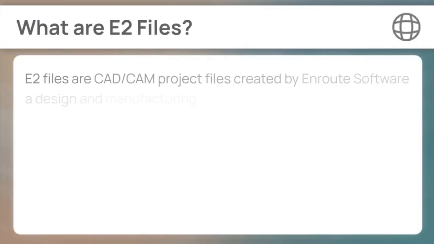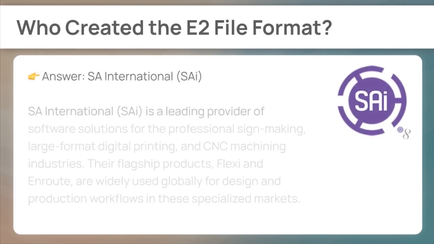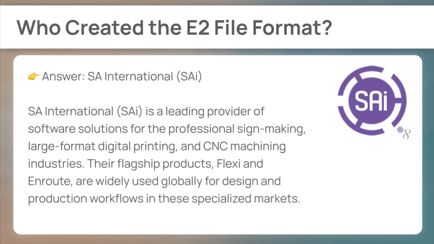E2 files are CAD/CAM project files, created by Enroute Software, a design and manufacturing application used in sign-making, woodworking, CNC routing, and digital fabrication. They contain 2D vector designs, 3D relief models, toolpath definitions, material settings, and machining parameters for producing physical products on CNC routers and engraving machines.